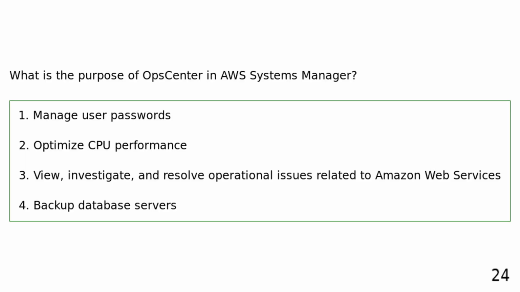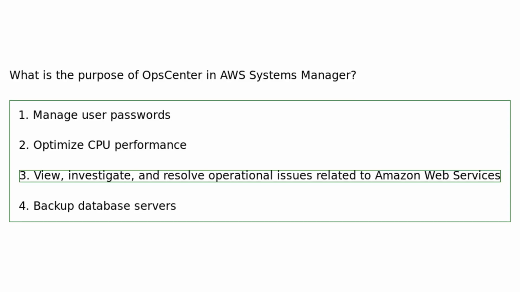What is the purpose of Ops Center in AWS Systems Manager? Manage user passwords. Optimize CPU performance. View, investigate, and resolve operational issues related to Amazon Web Services. Backup database servers. Ops Center in AWS Systems Manager allows users to view, investigate, and resolve operational issues related to Amazon Web Services, providing a centralized location for operational insights and actions.